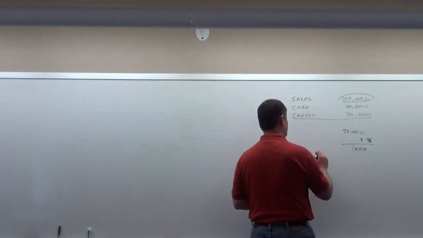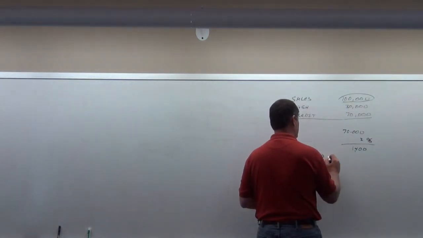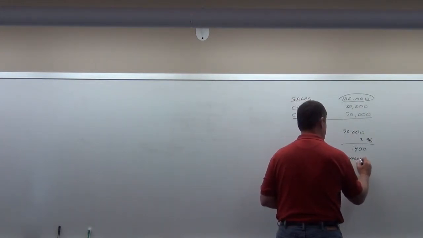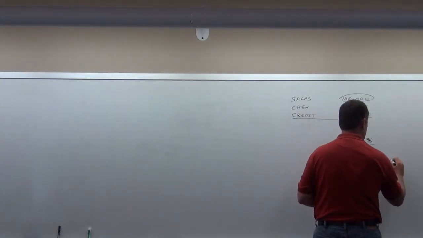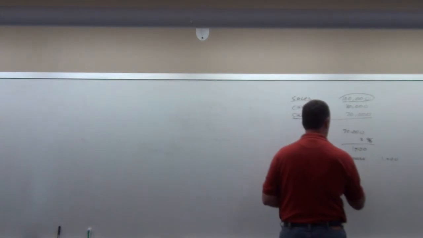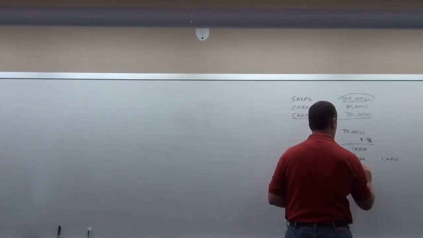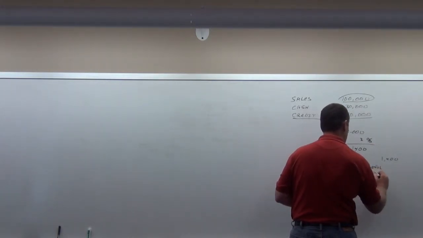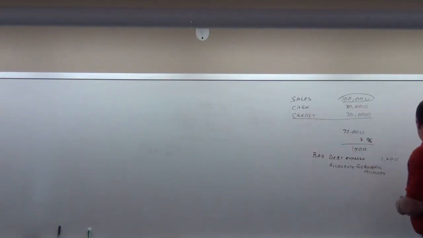So we end up with a journal entry for that that's a debit to bad debt expense for $1,400 and a credit to allowance for doubtful accounts. And that's also $1,400. Okay? So that would be the entry.